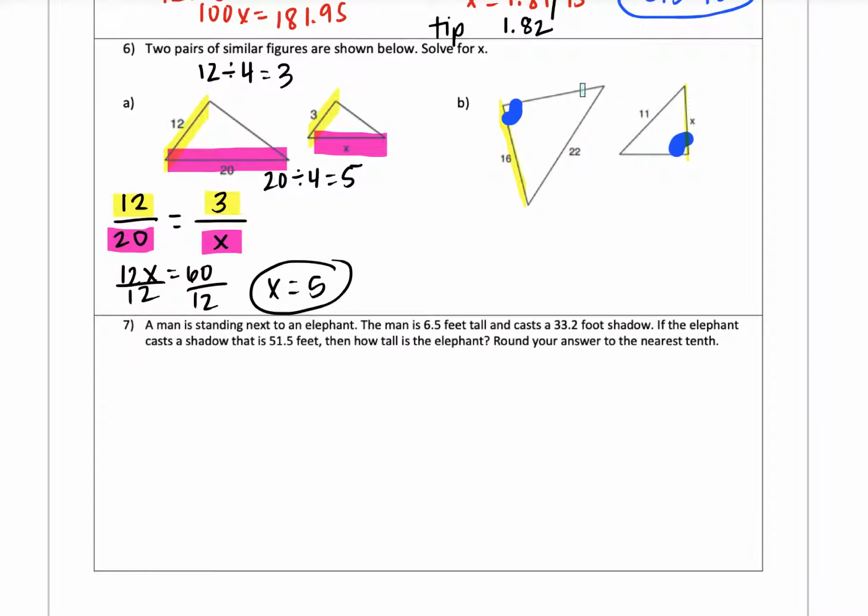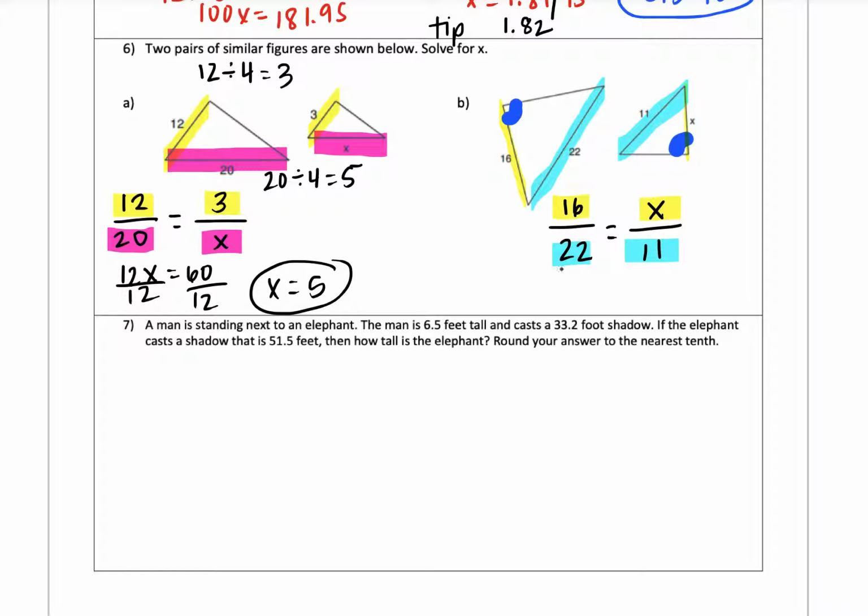Now our other set of corresponding sides are 22 and 11. So we can use this to help us set up our proportion again. We can say our yellow side over our blue side of the big triangle equals the yellow side over the blue side of our small triangle. So blue and blue for 22 and 11, and 16 and x were both yellow. So we have our yellow on top, blue on the bottom, 16 and 22 came from the big triangle, and x and 11 came from the small triangle.